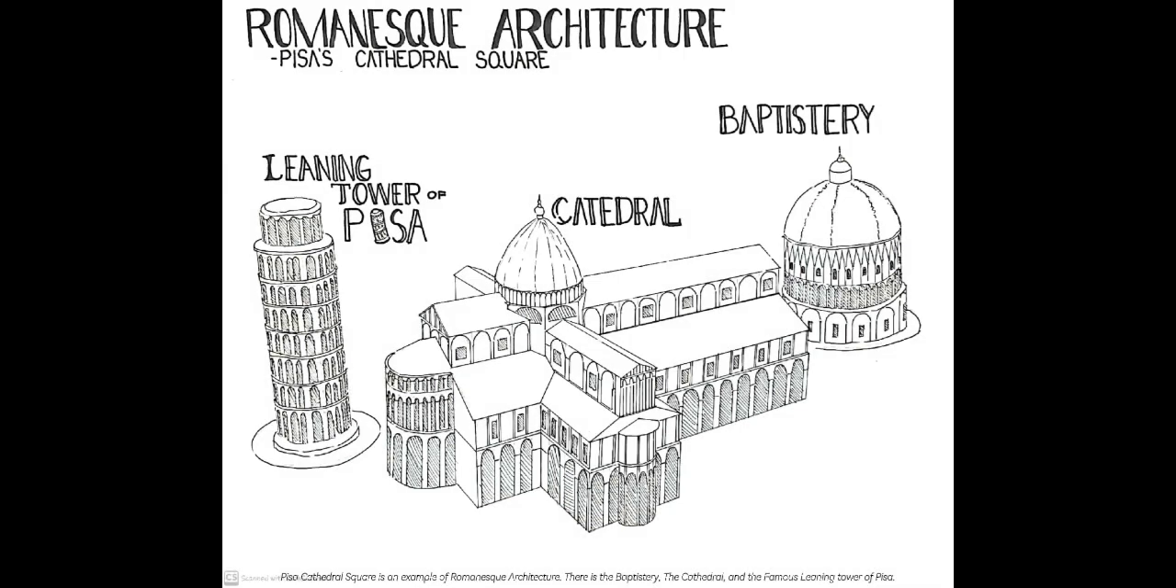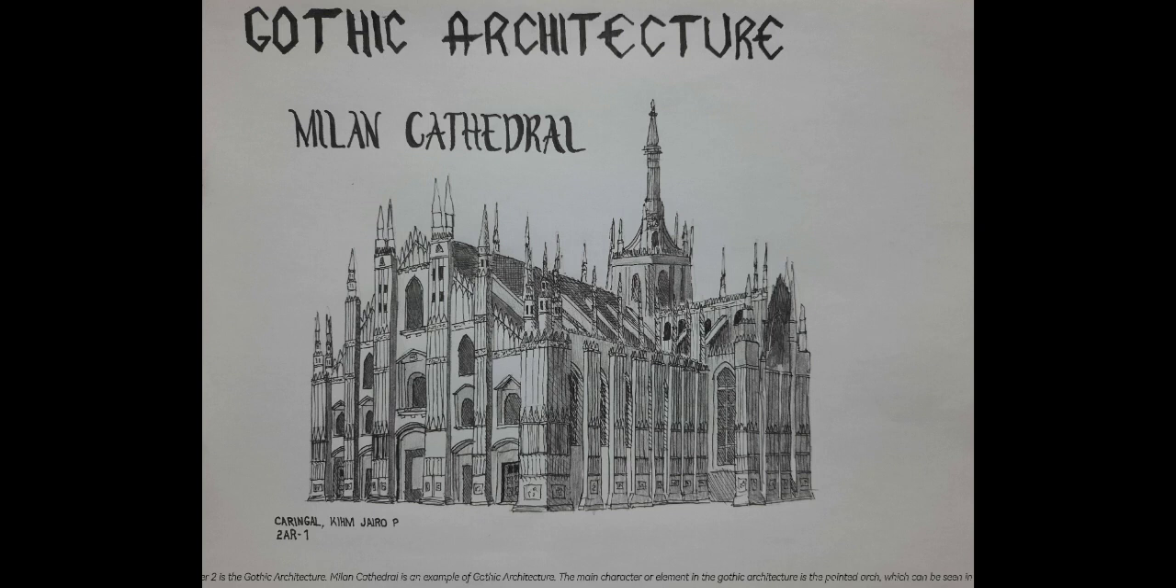Pisa Cathedral Square is an example of Romanesque architecture. There is the baptistry, the cathedral, and the famous Leaning Tower of Pisa. Our plate number 2 is the Gothic architecture.